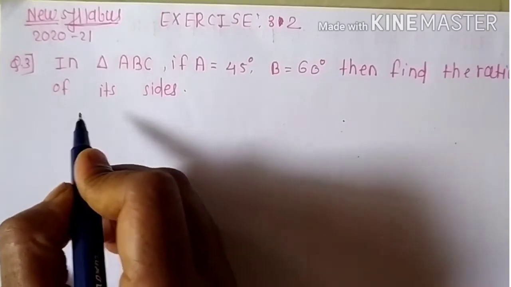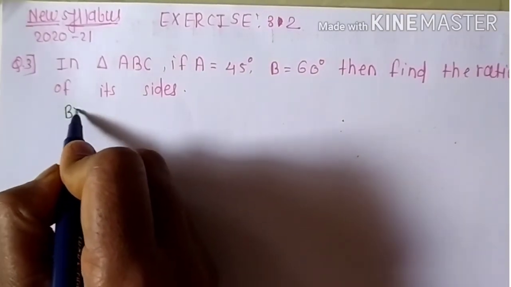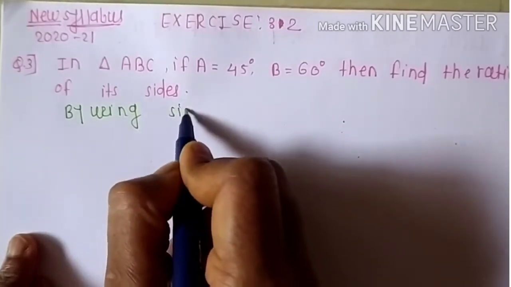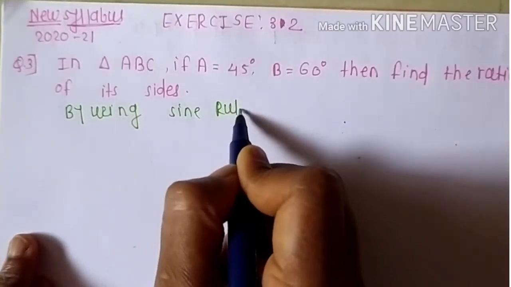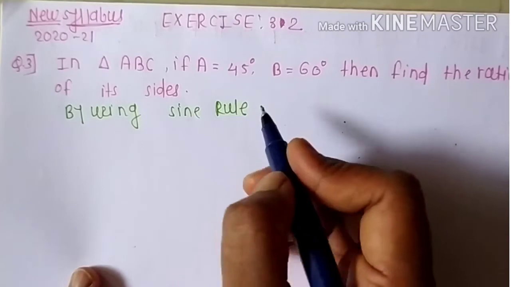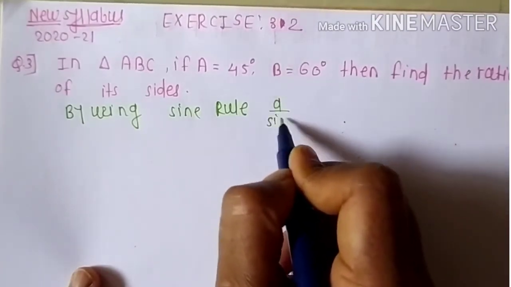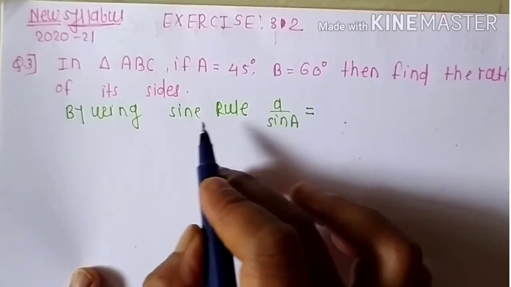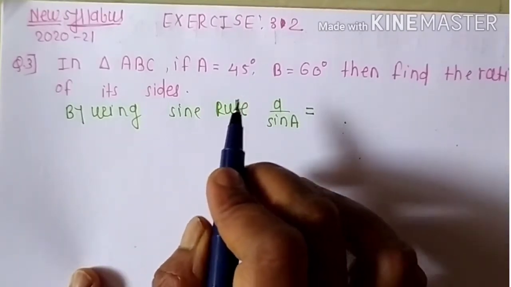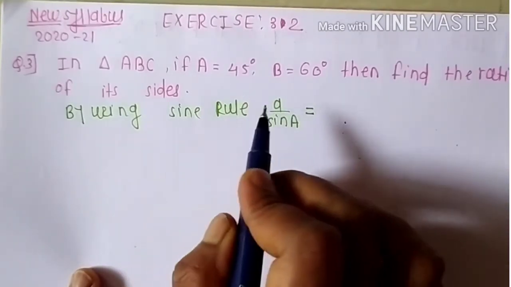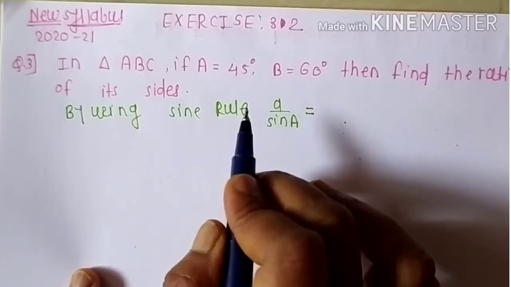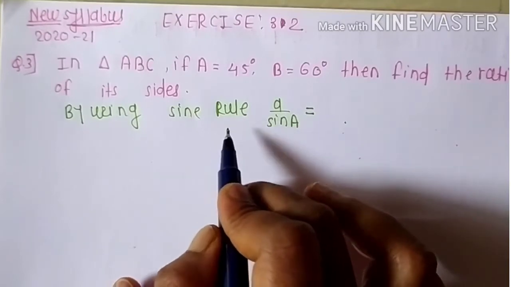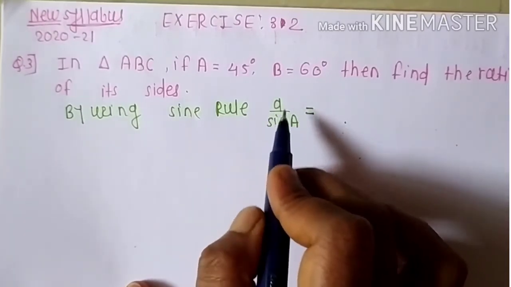Then what is the sine rule? By using the sine rule, a upon sin A. There are different forms of the sine rule. Then we have to use any one of these forms according to the example given. That is, the nature of the example decides which form of the sine rule to apply. Okay, then here we have to use this sine rule.